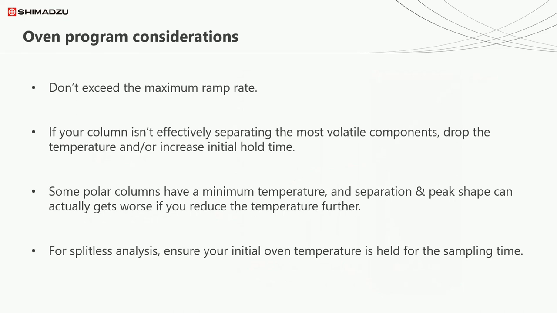Before we move on, here's a few final thoughts to consider when designing an oven program. Be careful not to exceed the maximum ramp rate. If you ask the oven to heat up faster than it physically can, the method will not be consistent. If your column isn't effectively separating the most volatile components, drop the temperature and increase the initial hold time. Some polar columns have a minimum temperature, and separation and peak shape actually get worse if you start below this threshold. And for those of you running splitless analysis, ensure your initial oven temperature is held for at least the sampling time.